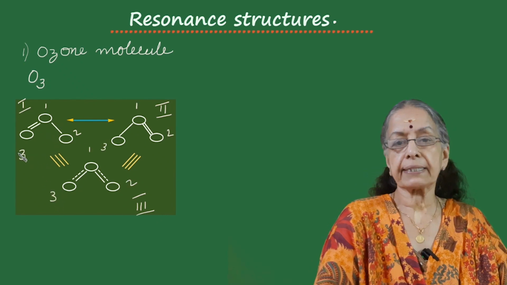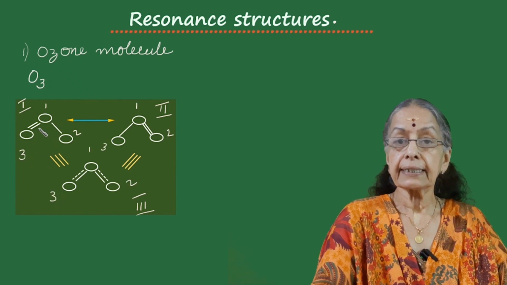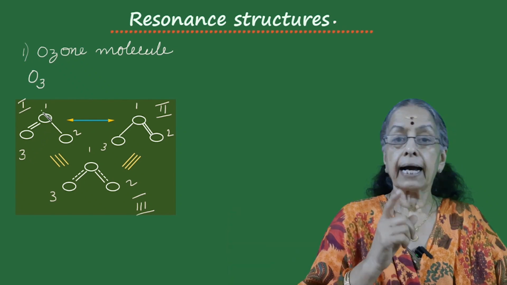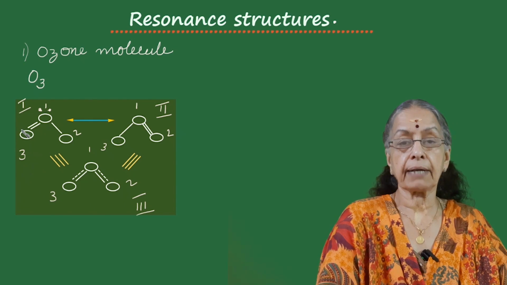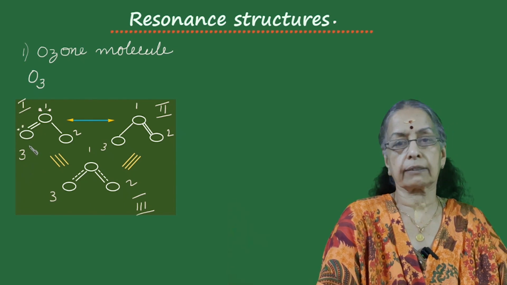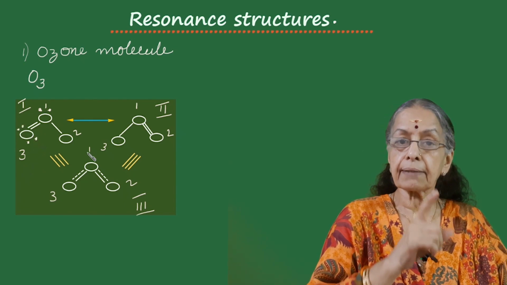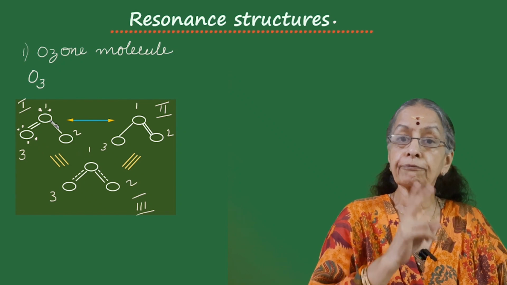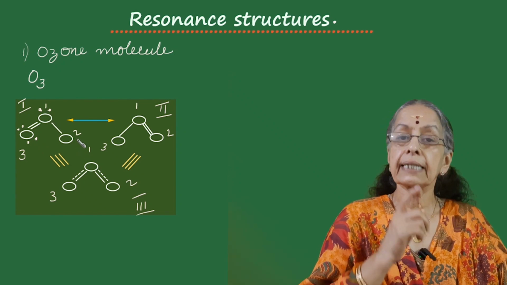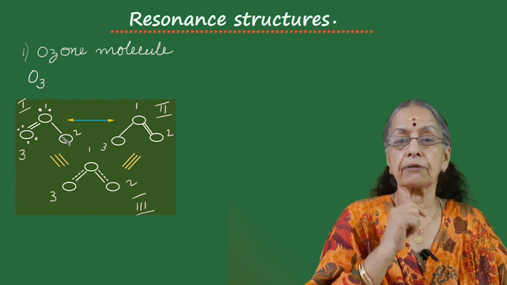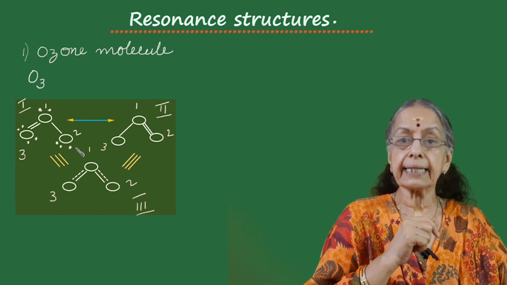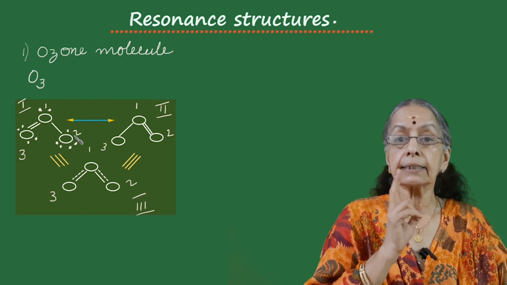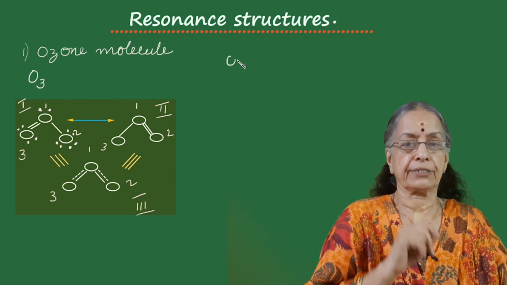In the first representation, you find the double bond between atom number 1 and 3. So, the first oxygen atom has one lone pair of electrons, and the oxygen atom marked 3 will have 2 lone pairs. The second atom is bonded to the first oxygen atom by a single bond. So, that second atom now has 3 lone pairs.